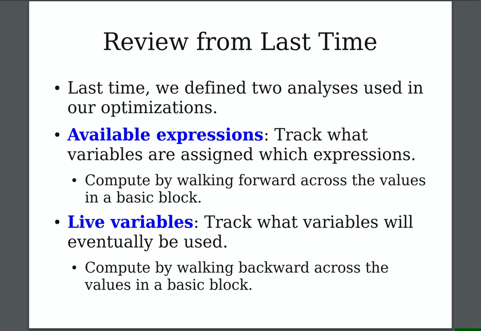So to enable some of these optimizations, we looked at two program analyses that a compiler will first do in order to perform these optimizations. The first was available expressions, and this stepped through the basic block from the first statement to the last, that is, it walked forward through the basic block and tracked which variables are assigned to which expressions, so that at the end of the analysis, we knew at each program point which variables had which expressions assigned to them, so that we could then do our common subexpression elimination.